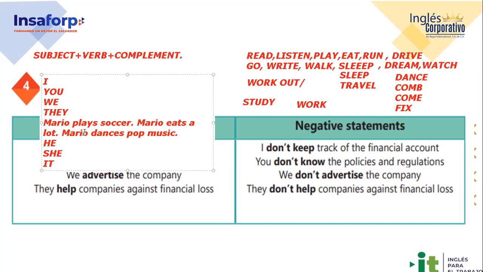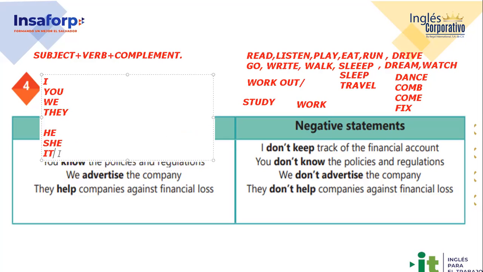Entonces, para evitar repetir tanto el nombre de la persona, lo sustituimos por un subject pronoun. Entonces, le llamamos el subject pronoun. Entonces, acá sería here. So, Mario plays soccer and, y acá podemos unirlo también, he dances pop music. Ya sabemos que este he se está refiriendo a Mario. Entonces, para eso utilizamos esos subject pronouns. Para evitar repetir tanto el nombre de alguien. So now, let's continue.